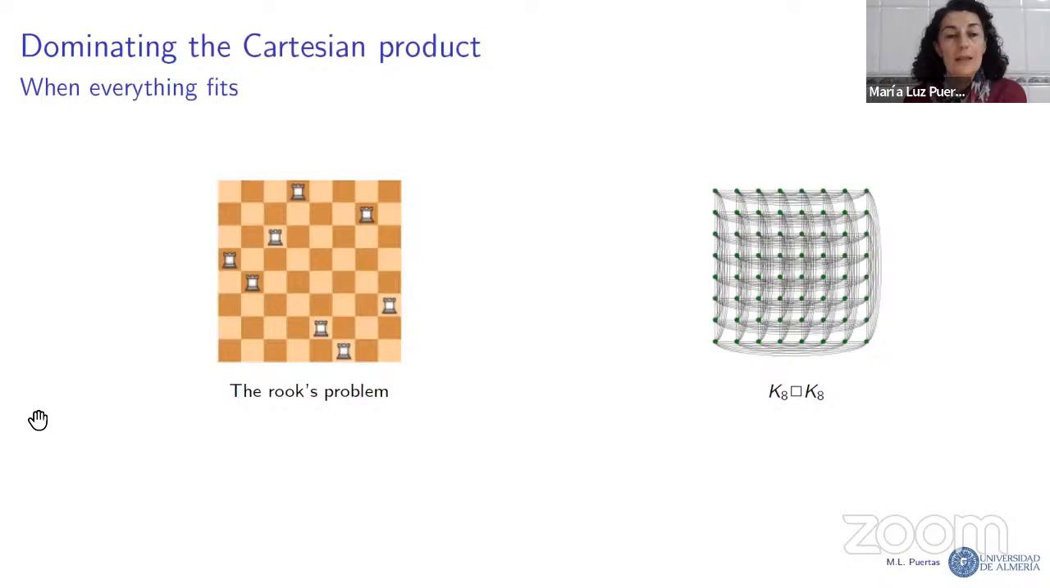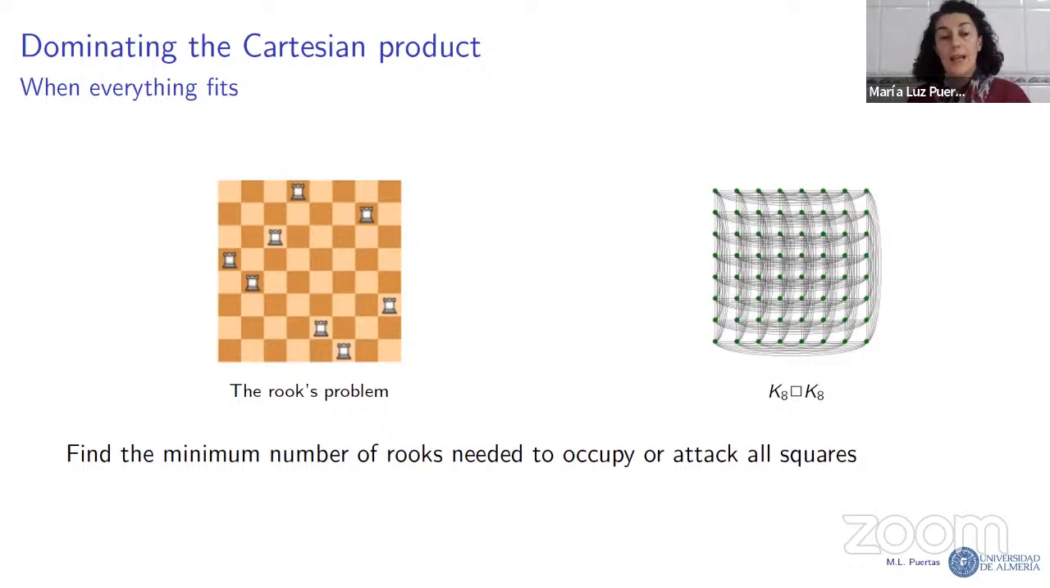But even for these two structures, the Cartesian product and the dominating set, in general it doesn't fit. There are special cases where everything is easy, everything is smooth. Let's have a look at these chess puzzles. These are the rook problems. It's the same kind of problem, but not with queens, but with rooks. It is to find the minimum number of rooks needed to occupy or attack all squares, and have in mind that here you can move the rook in the column or in the row.